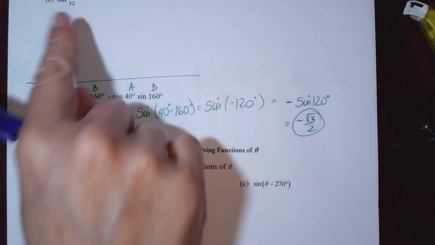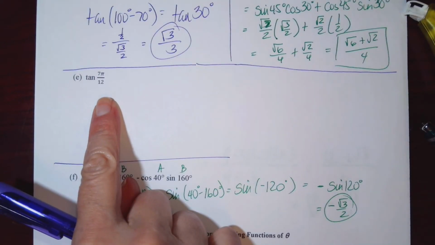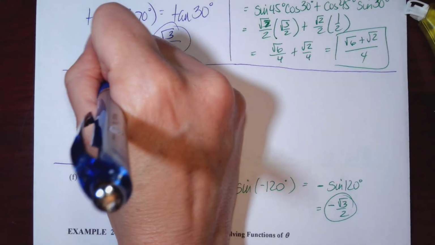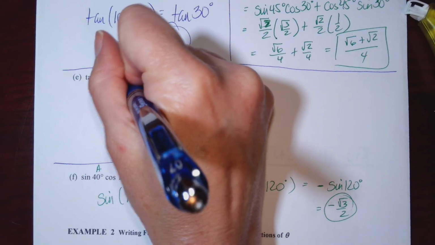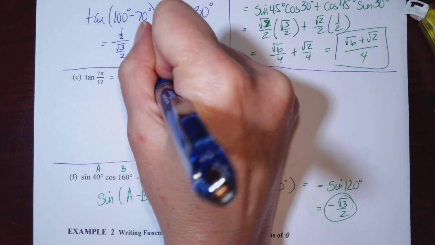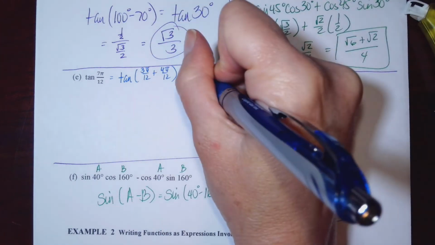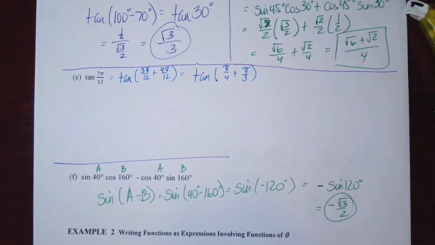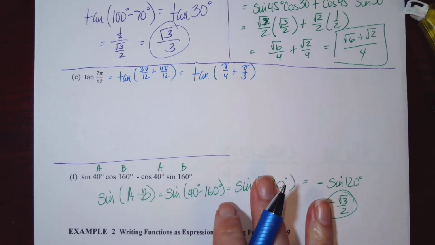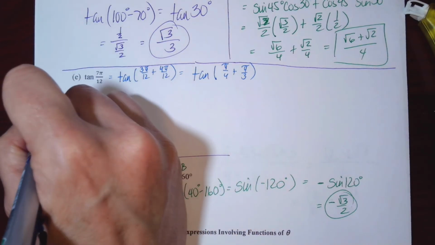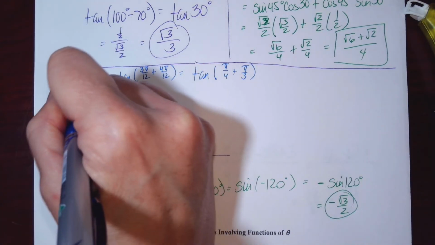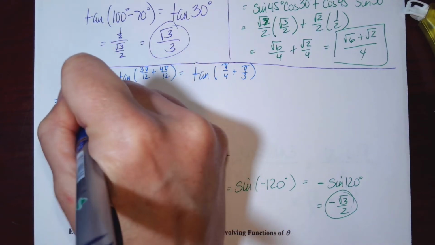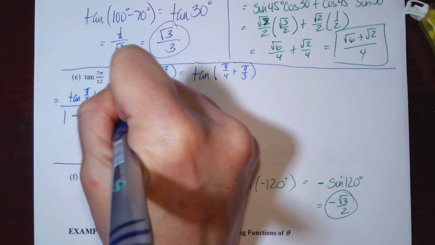Going back up, this is the one we're going to have to do a little bit of work on. Tangent of 7 pi 12ths. I am going to say, okay, well, 7 is 3 plus 4. So tangent of 7 pi 12ths is 3 pi 12ths plus 4 pi 12ths, and those are going to reduce so that I've got pi 4th and pi 3rd, both angles in quadrant 1, so they're both going to have positive function values. Tangent sum identity tells me I've got tangent of the first plus tangent of the second angle over 1 minus the product of those tangents.